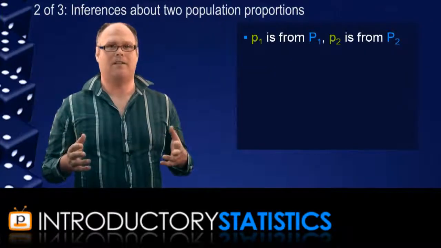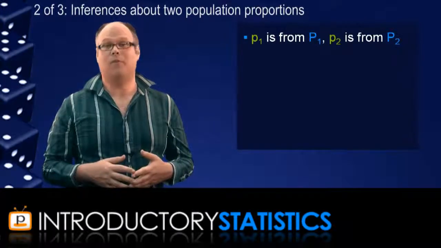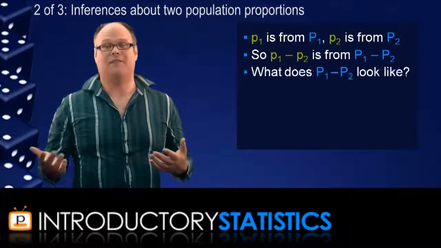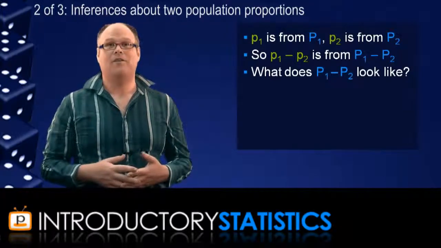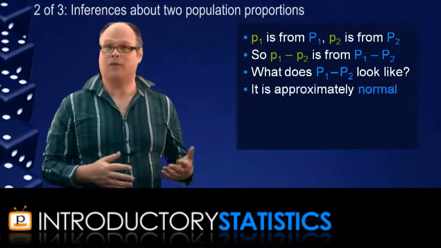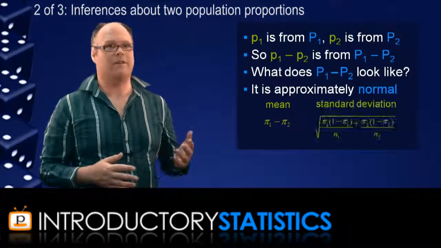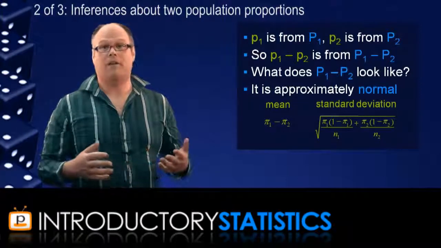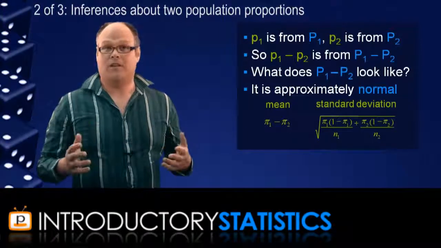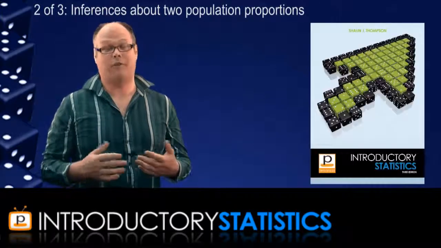Now, little p1 is a sample proportion from the distribution p1, and similarly little p2 comes from the distribution p2. So what sort of distribution is p1 minus p2? Well, using some of the theory from an earlier video, we can say that p1 minus p2 is approximately normal, with mean pi1 minus pi2 and standard deviation given here. And that is what is going to help us estimate or test pi1 minus pi2. Now, I should mention that in assuming all of this, your two samples are collected independently. I'll be assuming that throughout this video.